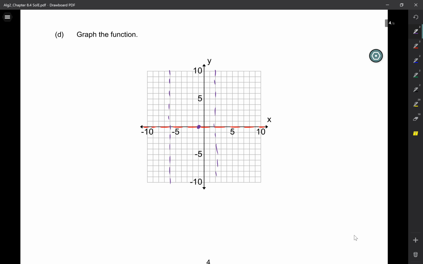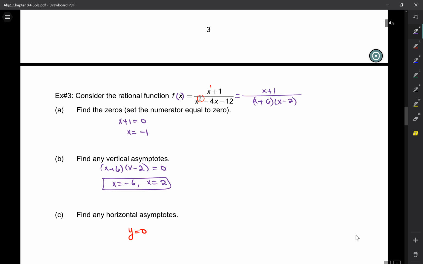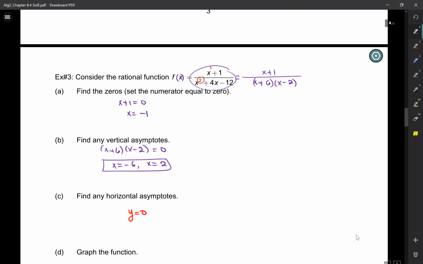So now, here, there could be two possibilities. The graph could look like this, or the graph could look like this. To know which way it is, I want to plug in one other point. Let's pick x equals 0 this time, and I want to find f of 0. I'm going to plug it into this one.